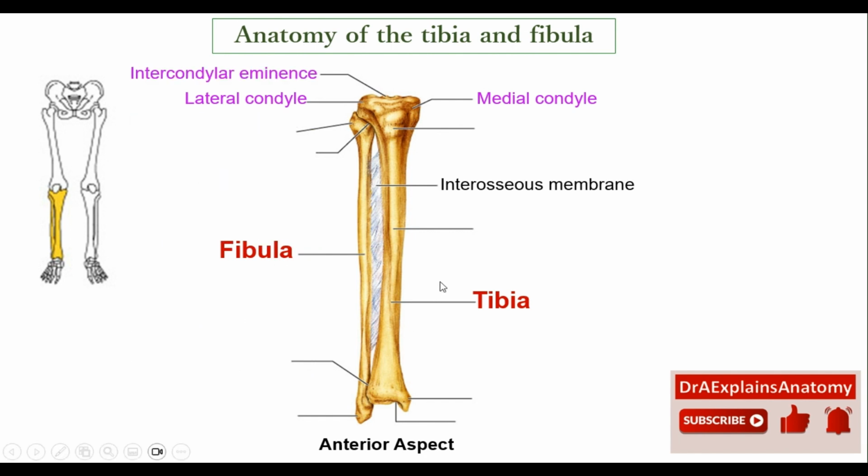Moving to this structure right here, this is the intercondylar eminence. Inter means between, condylar. Between the two condyles, we have the intercondylar eminence. Moving to the tibial tuberosity right here. So this is the tibial tuberosity. On the shaft of the tibia, we have the anterior border.